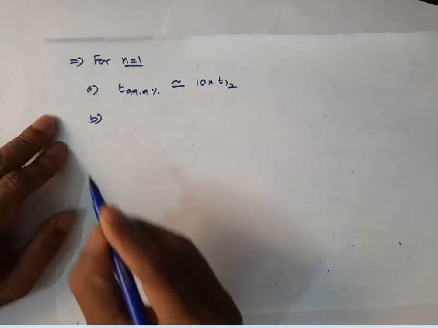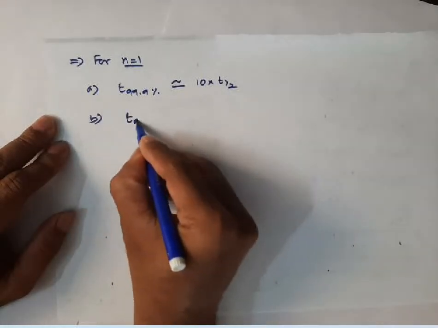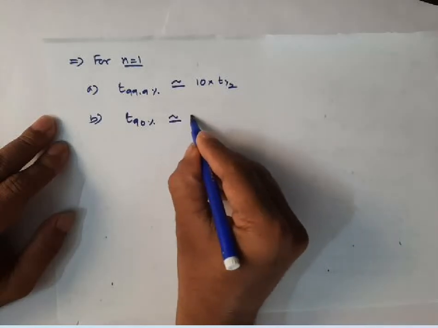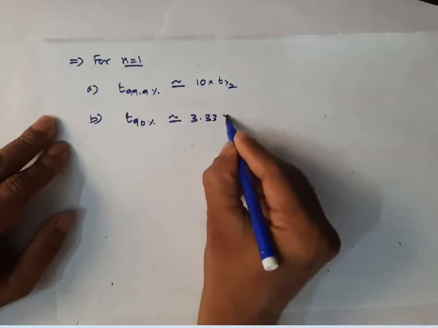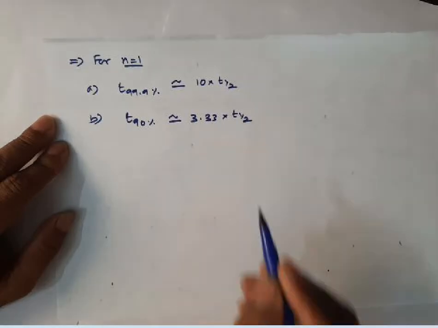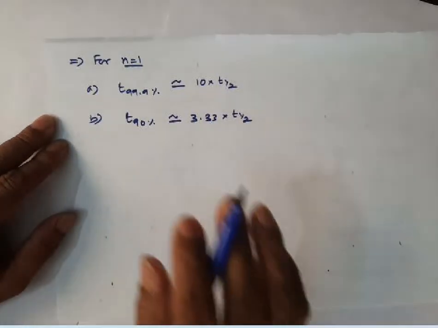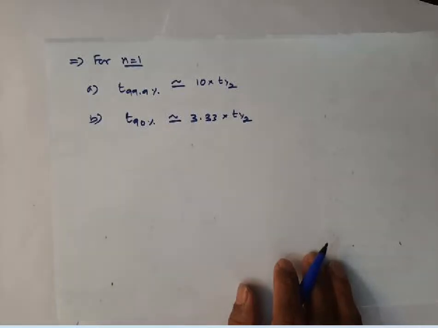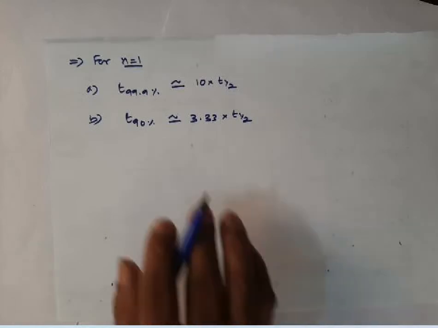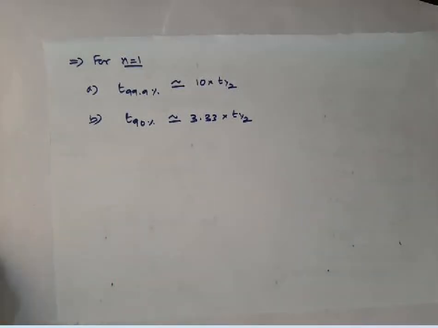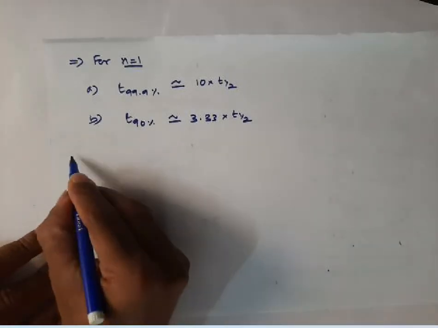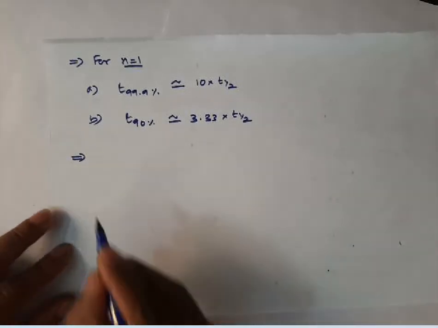And second, the time taken for 90% completion of a reaction is roughly equal to 3.33 times the half-life period of the reaction. These are all some important quantities that should be borne in mind. So these are all some important pieces of information on first order. Now let me go to the second order reaction.